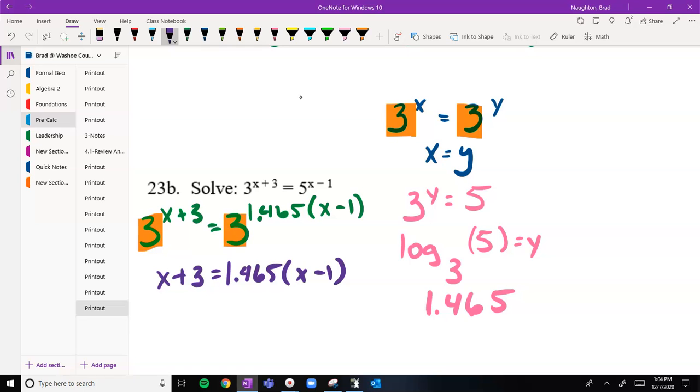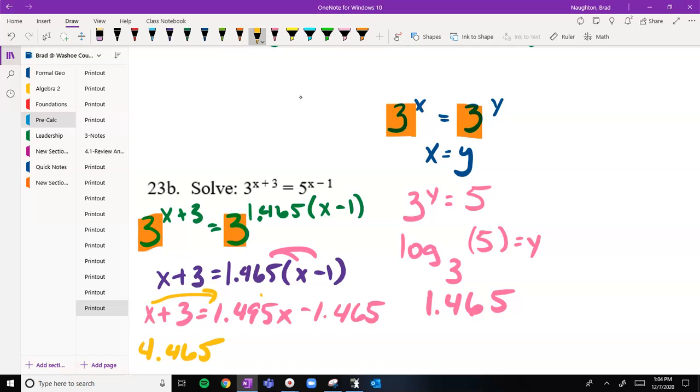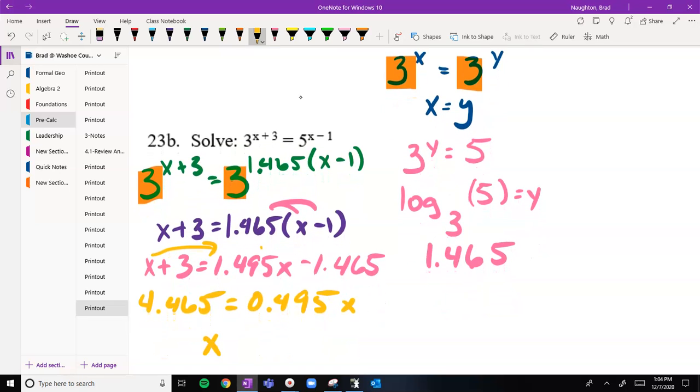So ladies and gentlemen, distribute. We're going to get x plus 3 is equal to 1.495x minus 1.465. And then bring this x over, bring that over. We're going to get 4.465 is equal to 0.495x. And then we'll go straight to our answer here.